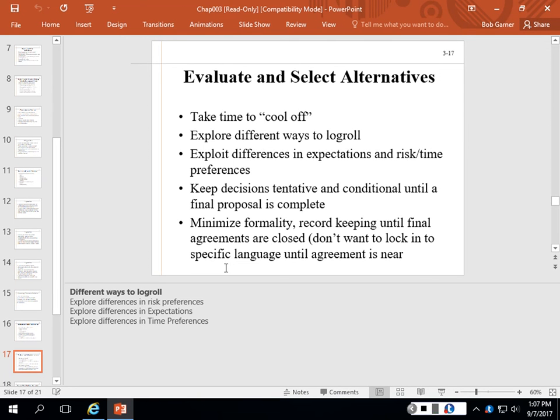And it's because of a lot of these three things. What are the risk preferences? What are the expectations? And what are the time preferences? Somebody may just want to hit it for two to three years and flip it. Somebody else may want to be in it for the long haul. Hard to have a partnership if you have differences like that.